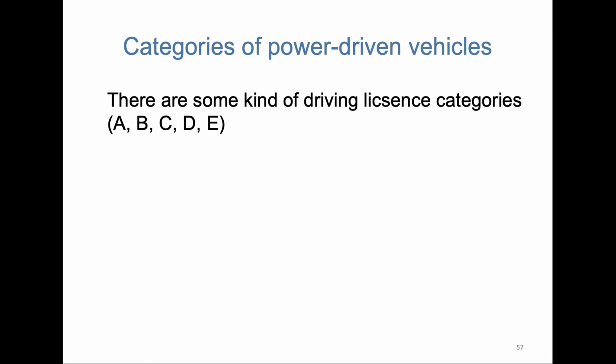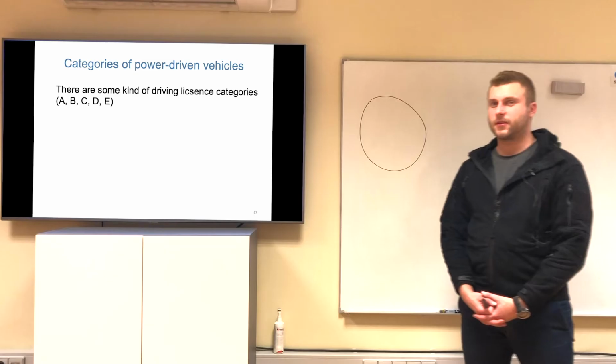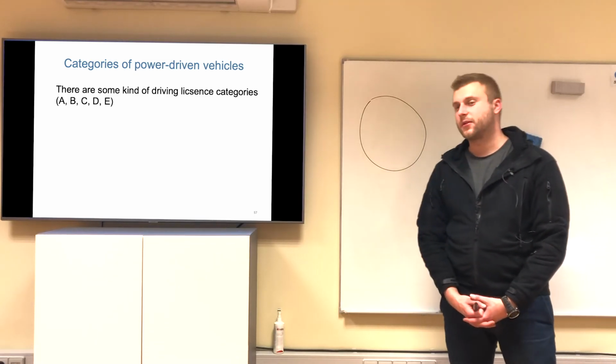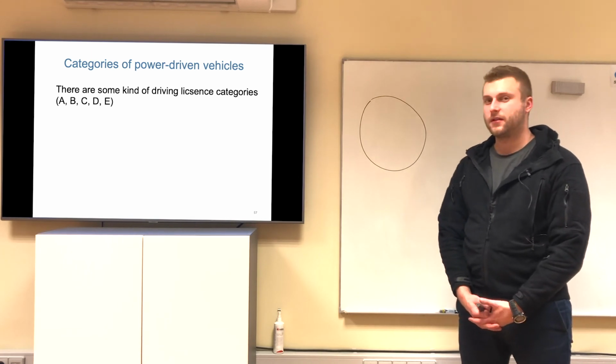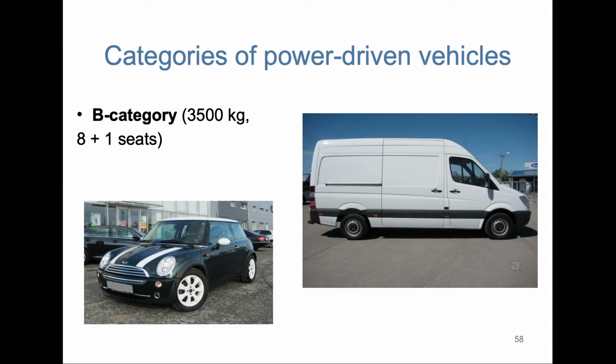Categories of power-driven vehicles also. There are some kinds of driving license categories we have here on the picture, and for example, now we are doing the B category. What do you think A means, or C, or D, or E? Okay, I will show you the pictures. B. So it's a casual car, B.